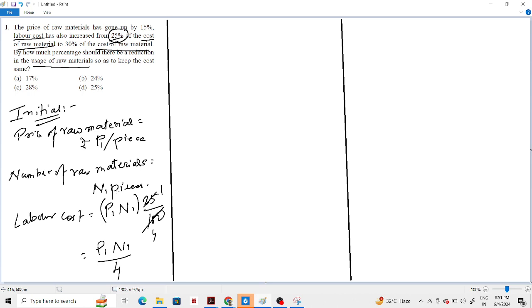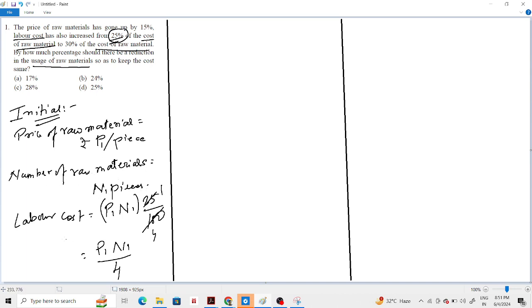P1 into N1. Say the cost of one chocolate is 20 rupees, and you have bought 20 chocolates. So what is the total investment that you have done for chocolates? 20 into 20, right? Number of chocolates into price of one chocolate. That is the total cost of chocolates, right? So here the price of raw material is P1 per piece, and number of raw materials is what?